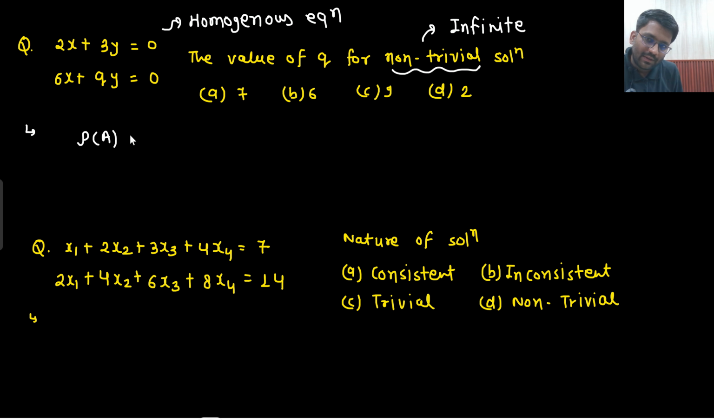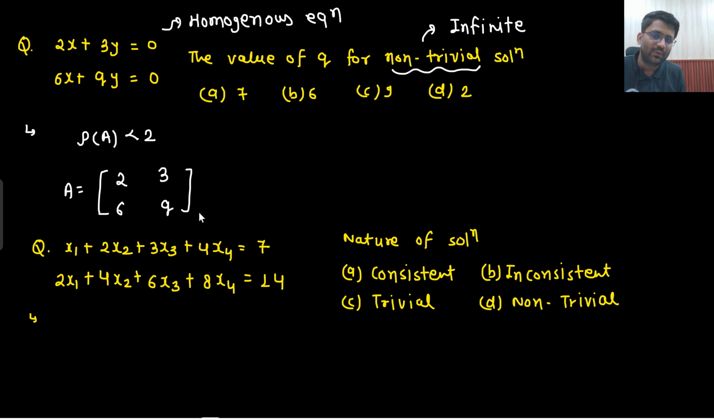For a homogeneous equation, what do I want? Rank of A should be less than the number of variables. How many variables are there? 2. So rank of A should be less than 2. What is my A? A is 2, 3, 6, q. This is my A, and rank of A should be less than 2.